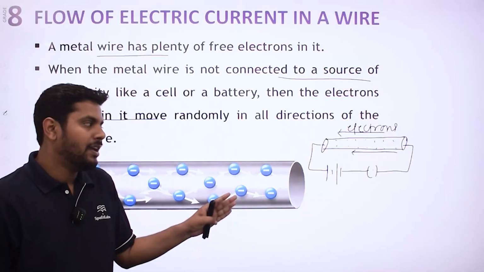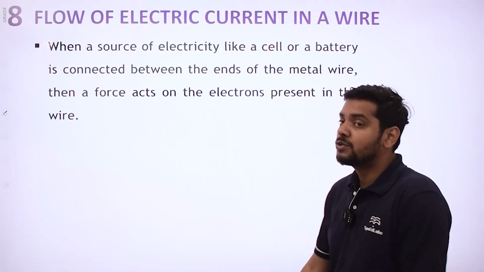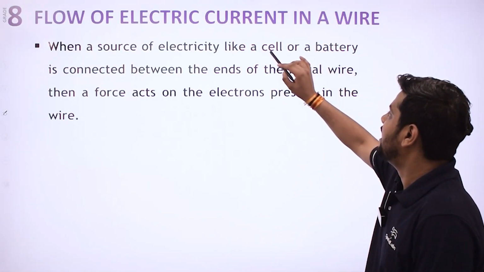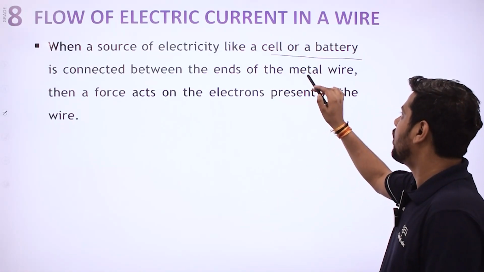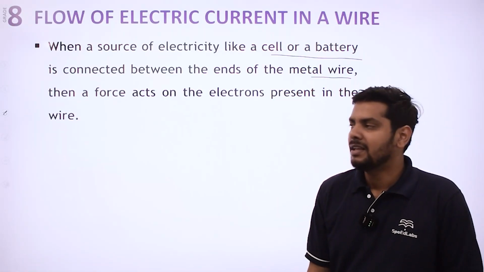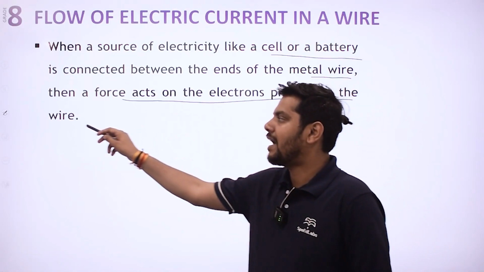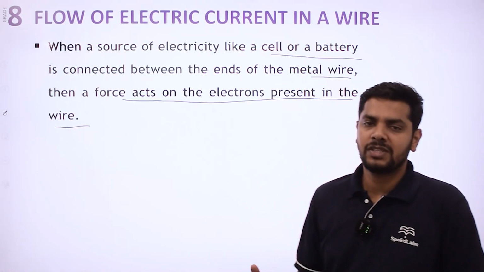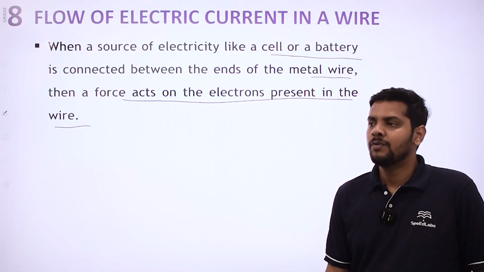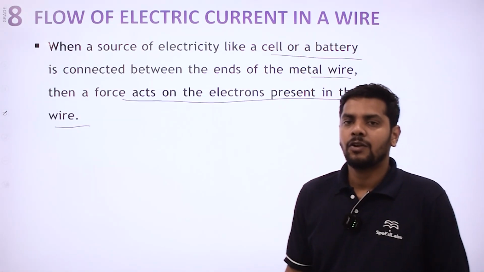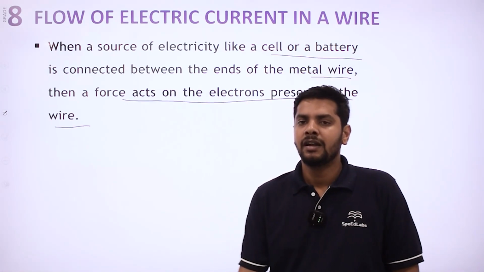So net flow in this case will become 0, right? Next point, when a source of electricity like a cell or a battery is connected between the open ends of a metal wire, what will happen? As I have told you, forces act on the electrons present in the wire. There will be an external force which we are applying with the help of a cell or a battery, right? Which is forcing all of the electrons to move in one particular direction.